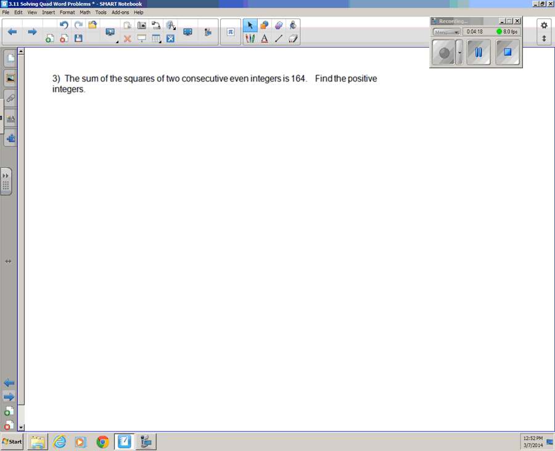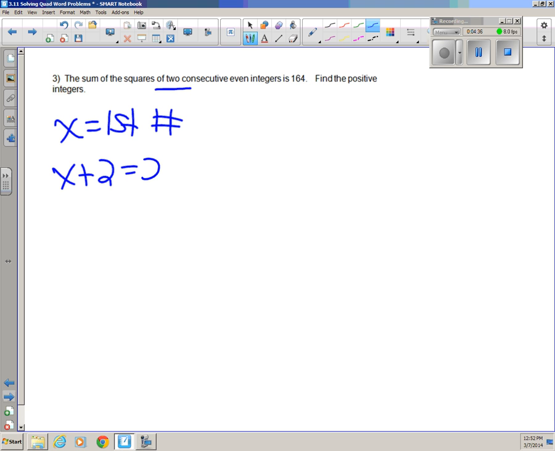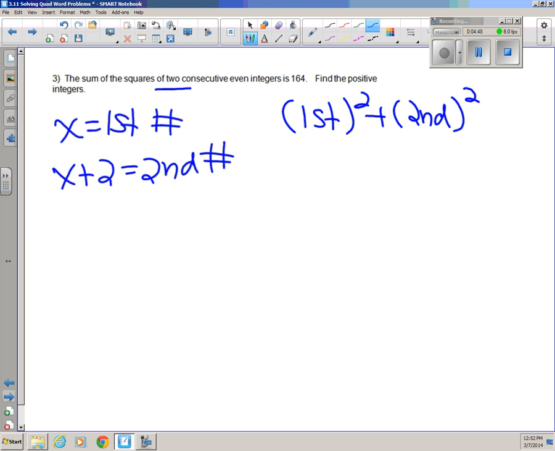The sum of the squares of 2 consecutive even integers is 164. Find the positive integer. We talked about consecutive integers way back when. We want even. It's still every other. We only need 2 of them. So x happens to be the first number. x plus 2 happens to be the second number. It wants the sum of the squares. So basically it's saying take the first number and square it, take the second number and square it, and the sum of those squares is 164.